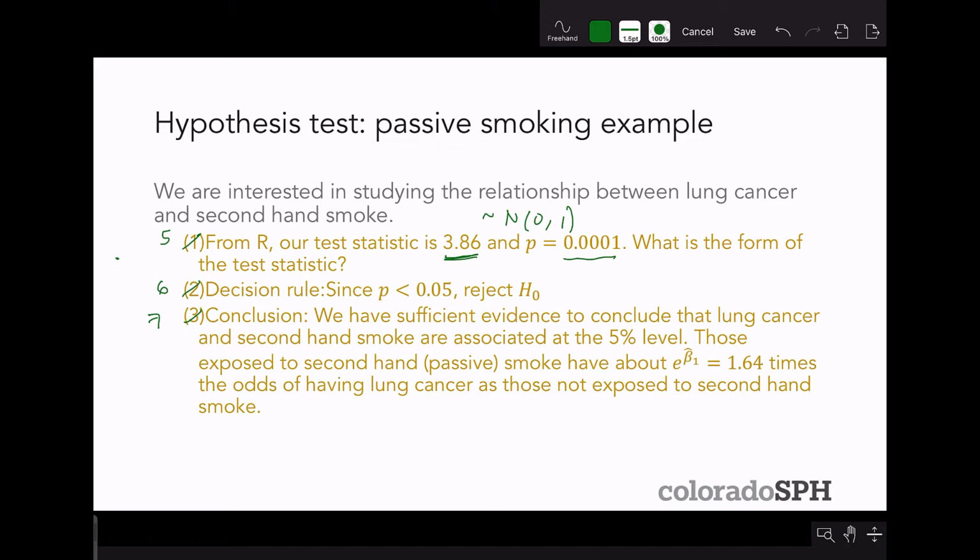Since the p-value is less than 0.05, we would reject the null hypothesis. In the case of this problem, that conclusion is that we have sufficient evidence to conclude that lung cancer and secondhand smoke are associated at the 5% level. Basically, those exposed to secondhand or passive smoking have about 1.64 times the odds of having lung cancer as those not exposed to secondhand smoke. And that's the odds ratio interpretation.